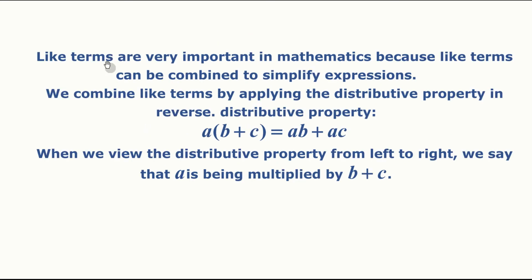Like terms are extremely important to us because we can use them to combine and simplify expressions. The way we combine like terms is by applying the distributive property in reverse. The distributive property, as we know, is as follows, and when we go from this side to that side, that's called multiplying, but we're going to be going in the opposite direction, which we will call factoring.